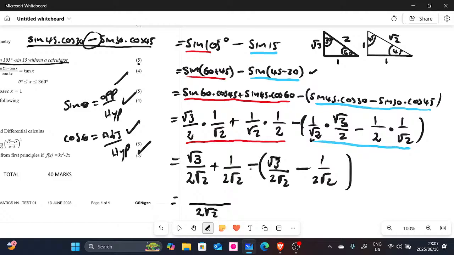2 root 2, there we go. And then on the numerator, we can write root 3 plus 1. Do you guys see? Minus, right? Now, this time around, you can multiply by the minus, guys. It's fine, okay? Let's multiply by the minus to remove the bracket. But you can always do the very same thing.